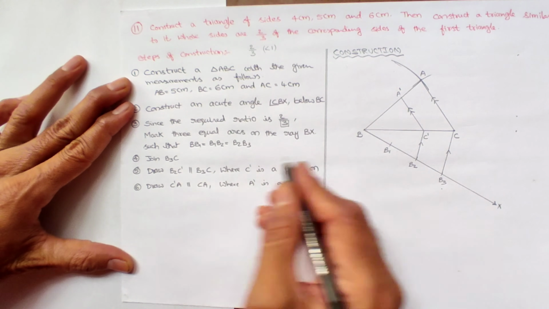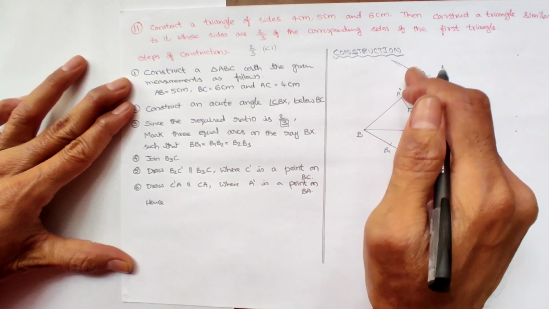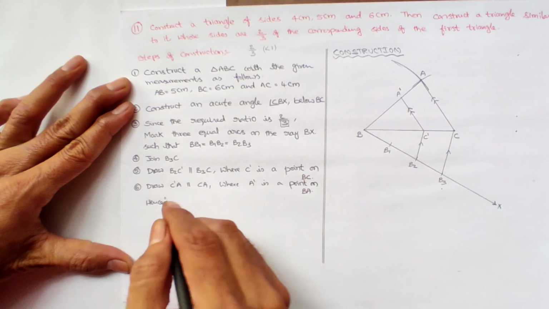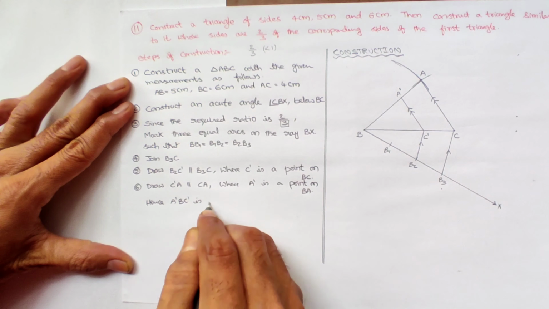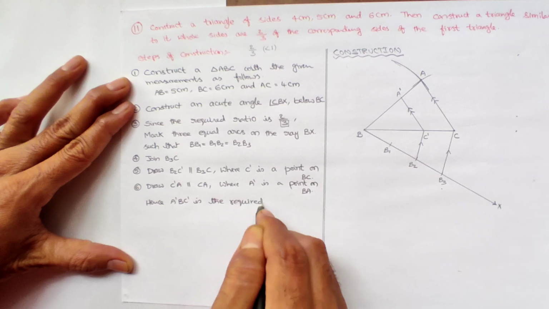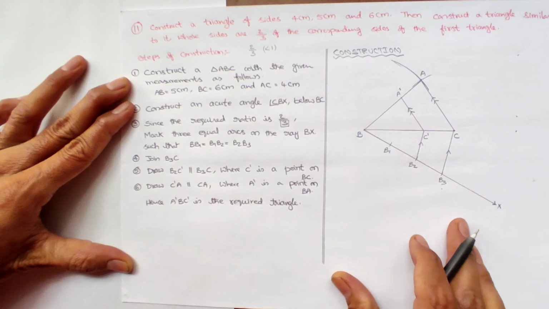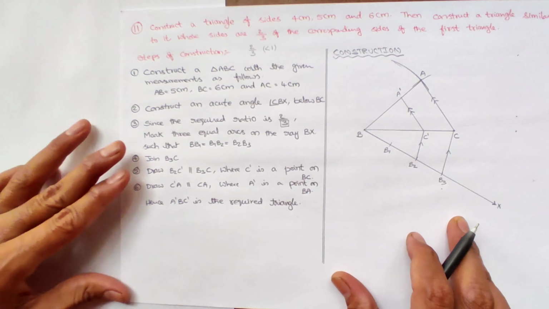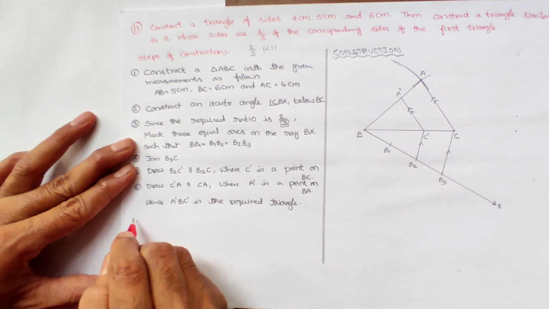Now hence A dash B C dash is the required triangle. Now let us see the verification, which is very important for us. So now let us see the verification here.